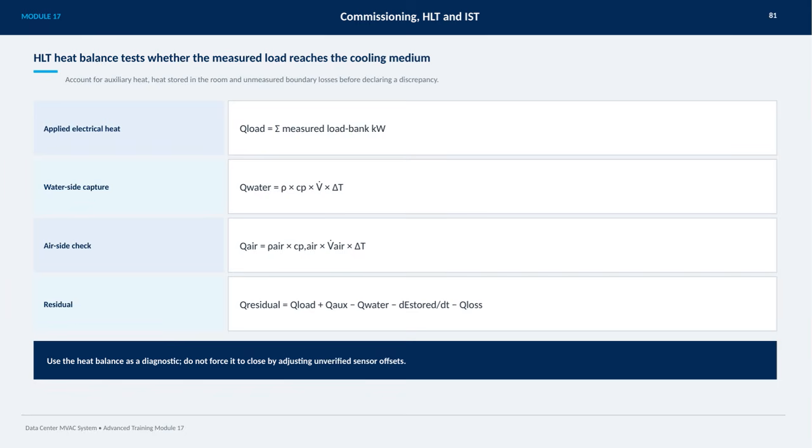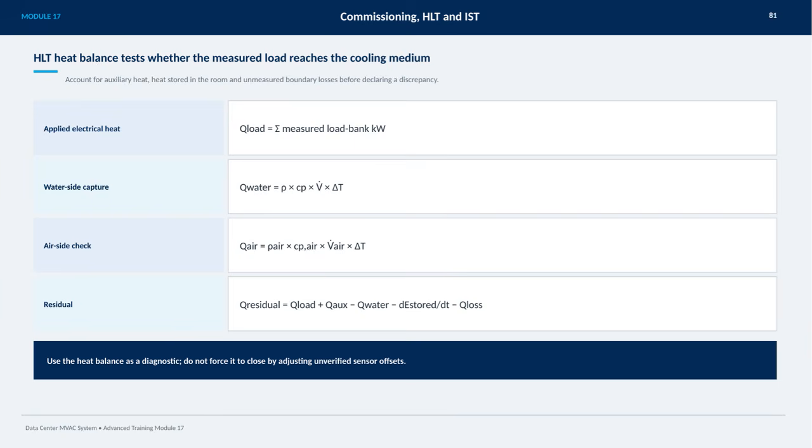We start with the applied electrical heat, represented as the sum of the measured load bank kilowatts. Then, on the water side, heat capture is calculated using the flow rate, specific heat capacity, and temperature difference. Similarly, the airside check involves air density, specific heat, air volume flow, and temperature difference.